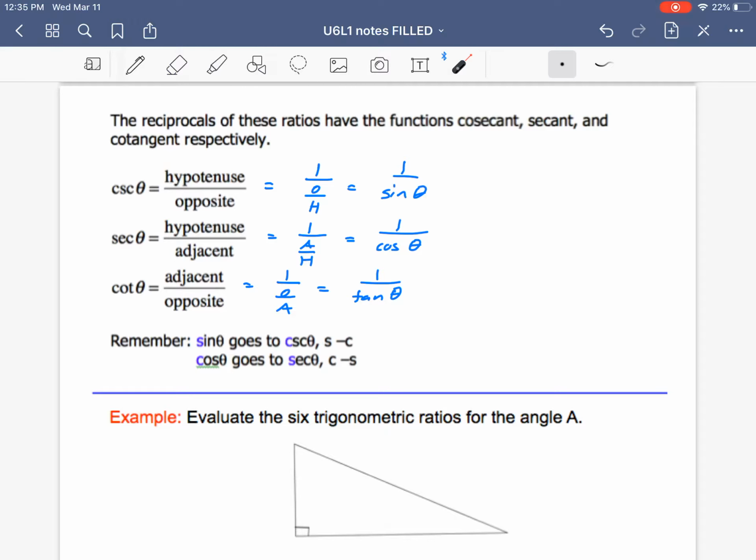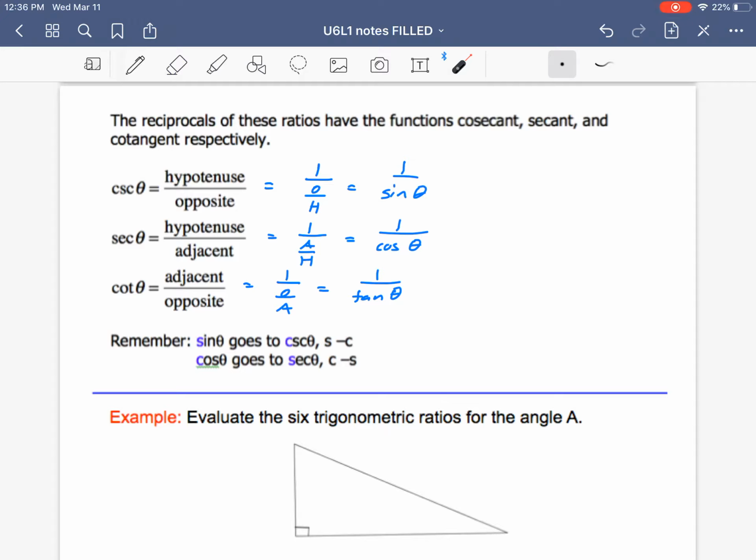It's a little bit confusing, but basically one way to think about it is that sine goes to cosecant, so S goes to C, and cosine goes to secant, C goes to S. So cosecant and cosine are not related. Well, they are related, but not in a way that we really care about. And sine and secant are not related.